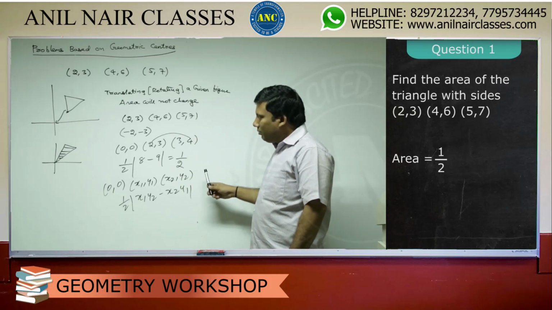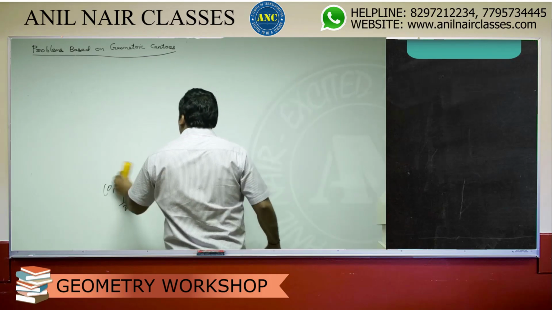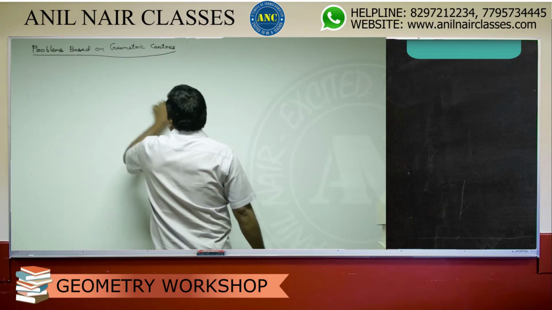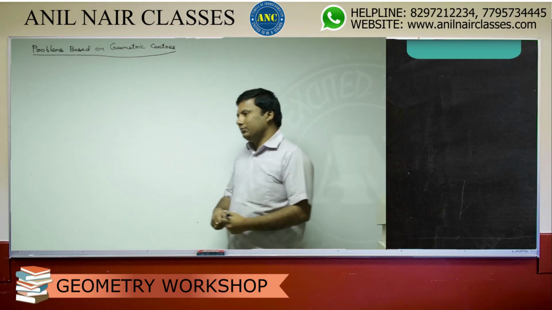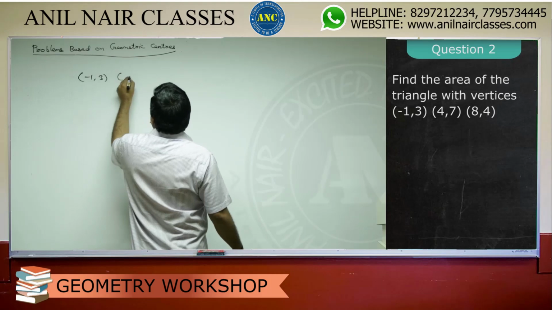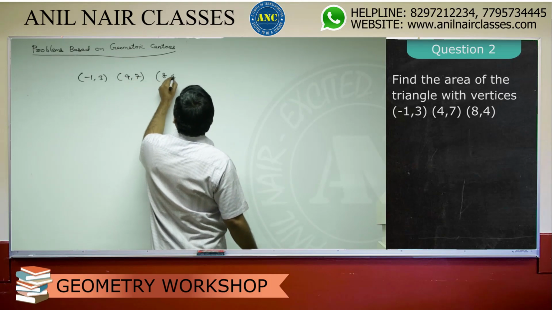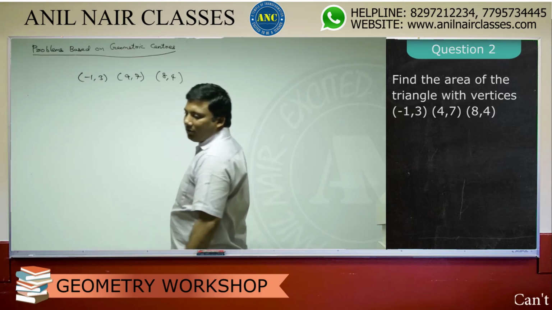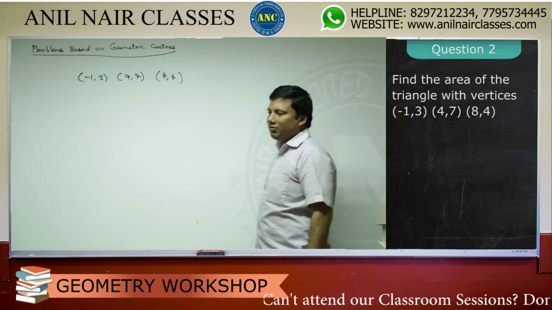In case you are unable to remember this formula, I'll tell you another process. Find the area of the triangle with vertices -1, 3, 4, 7, 8, 4. Directly you can solve.